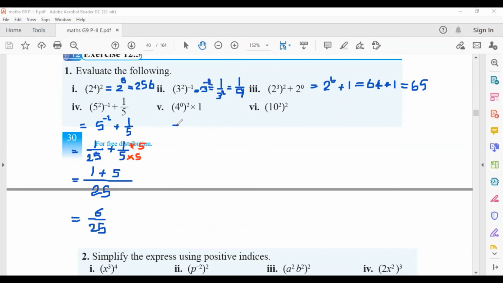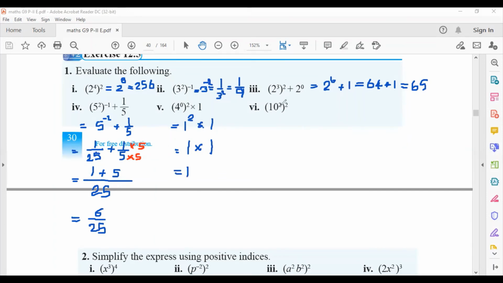Let's move to the fifth question. 4 to the power 0. Any number except 0 to the power 0 is 1. 1 to the power 2, then multiply by 1. 4 to the power 0 is 1. Oh, sorry, 1 to the power 2 is 1. 1 times 1, 1. Then 1 times 1 again, 1.